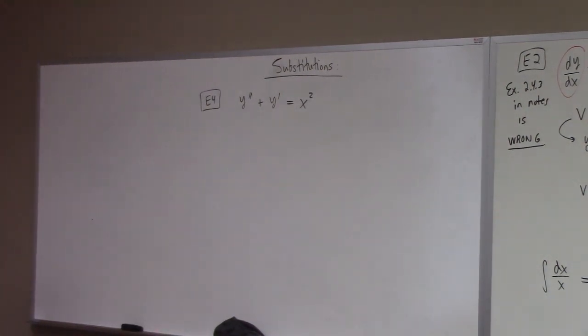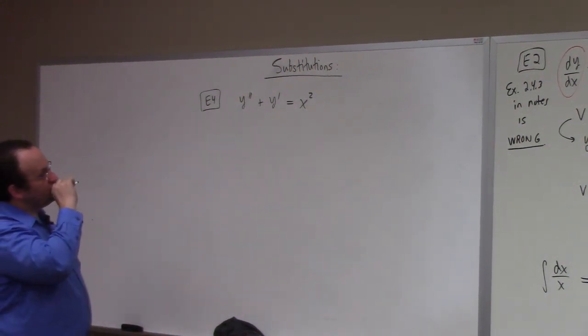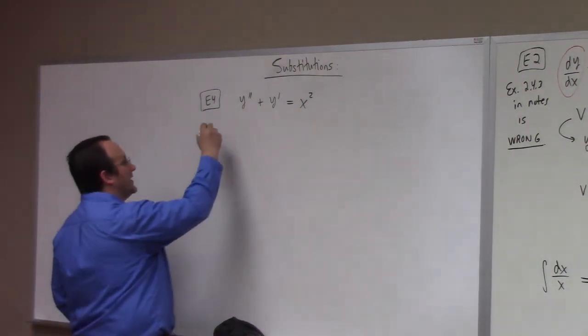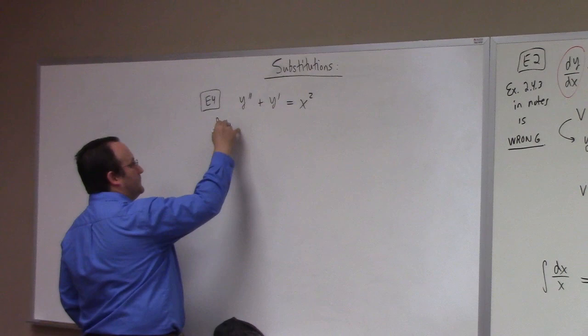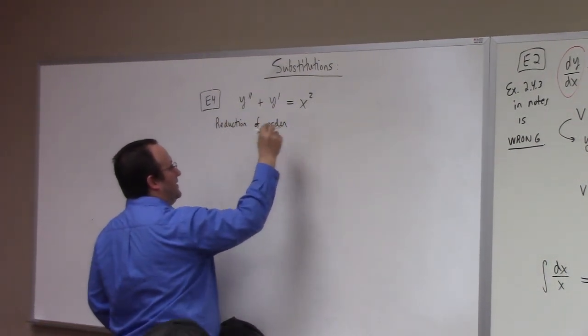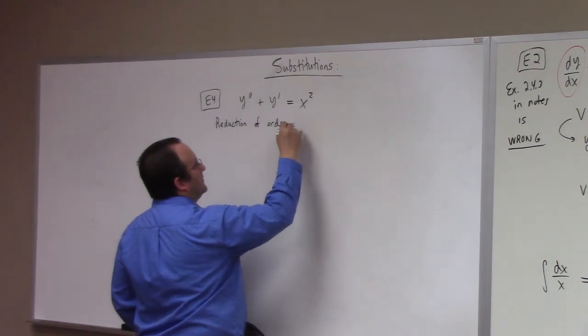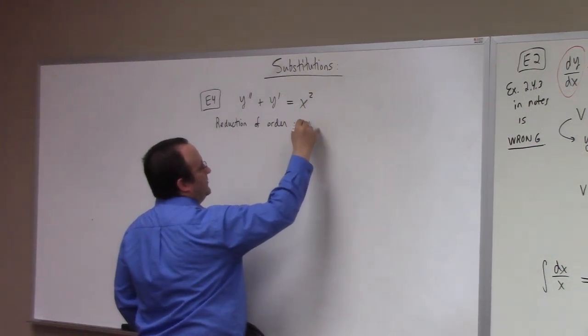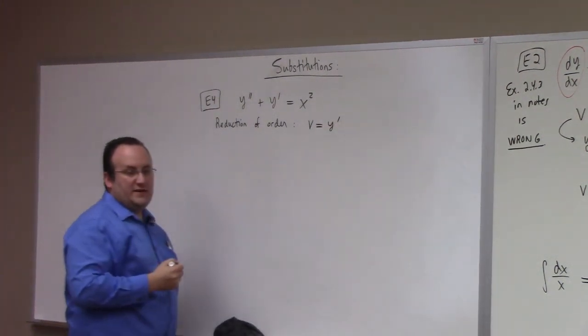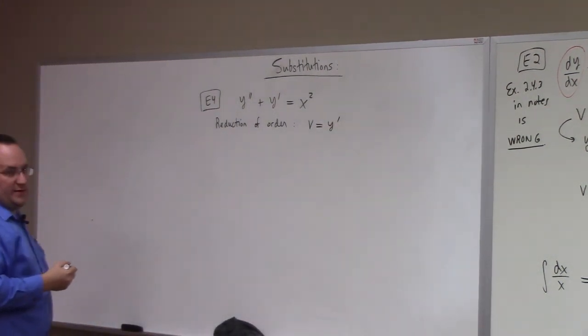So y double prime plus y prime equals x squared. This is second order, right? But this one, we can do what's called reduction of order, all right? Reduction of order is an important technique. And here, basically, we just say, okay, what we're going to do is let v equal y prime, right? If v is equal to y prime, what's v prime equal to?